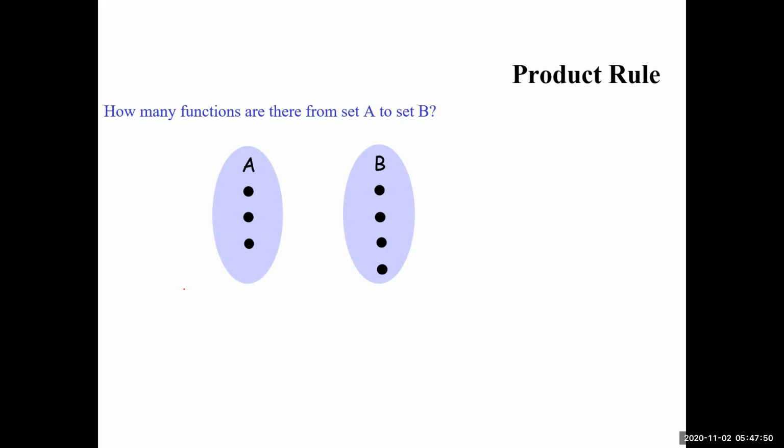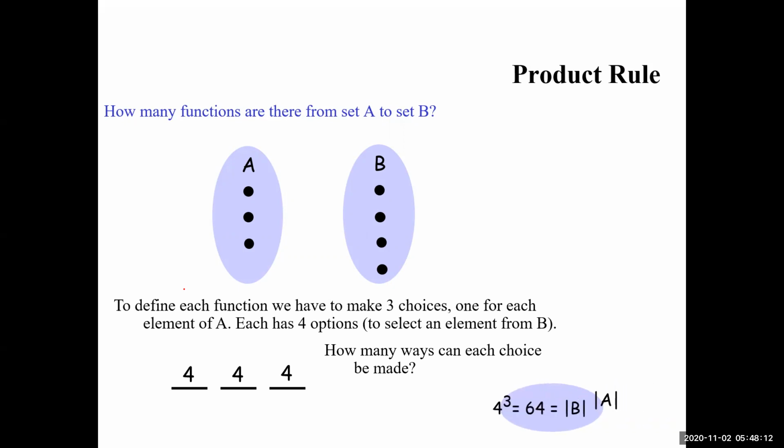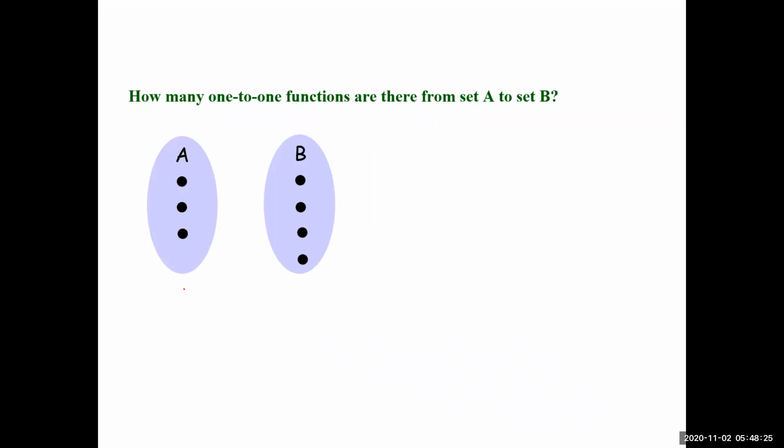How many functions are there from set A to set B? To define each function, we have to make three choices, one for each element of A. Each has four options to select an element from B. So how many ways can each choice be made? 4, 4, 4. So 4 cube, that is 64 ways. How many Boolean functions on n variables? That's 2 raised to 2 raised to n Boolean functions.